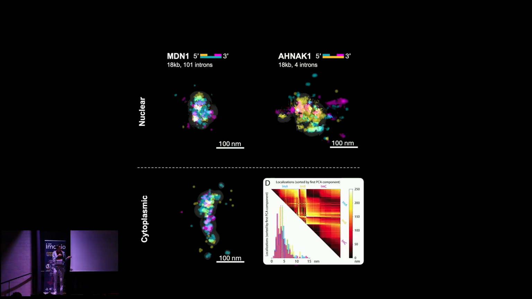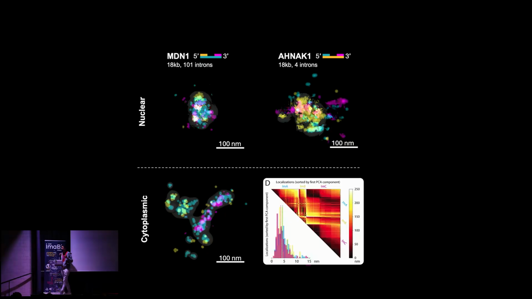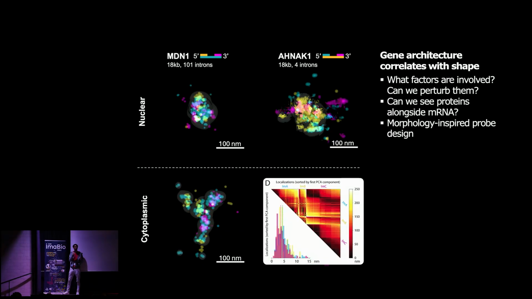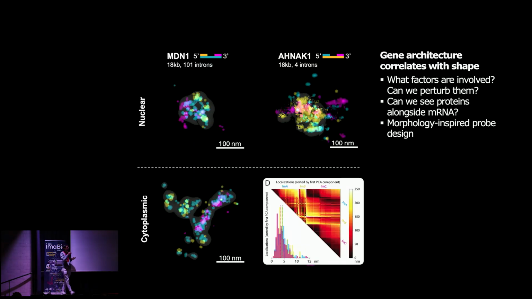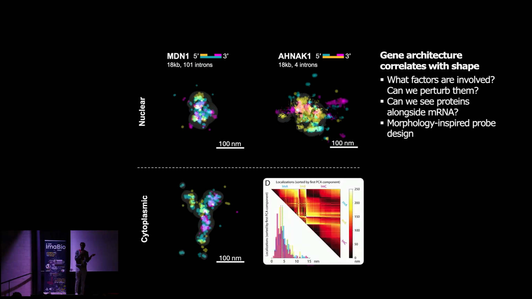We're looking into metrics or representations of this information, kind of like Hi-C, so chromosome conformation capture metrics, because I think that may be useful. But all in all, gene architecture does correlate with the morphology. Of course, now we want to know what are the factors involved. Can we perturb them? Of course, this is something that is undergoing, and we want to see them alongside the RNA.